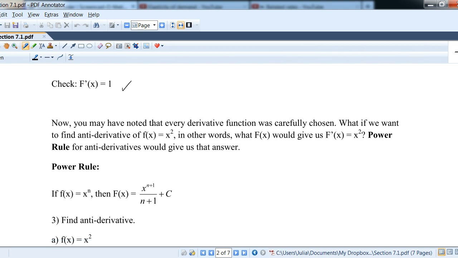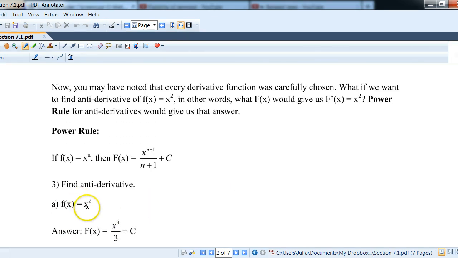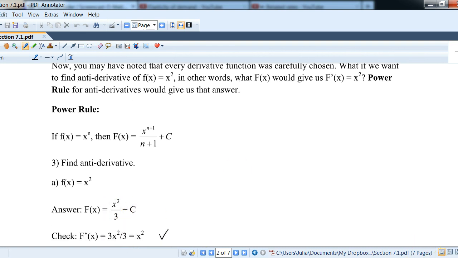So we'll see how that works. There is that x squared. Let's see what we will get. If you increase the power by 1, you're going to get x cubed, but then you divide by it. It's a little bit different than the derivatives themselves, but we'll see why that works. So you get x cubed over 3.